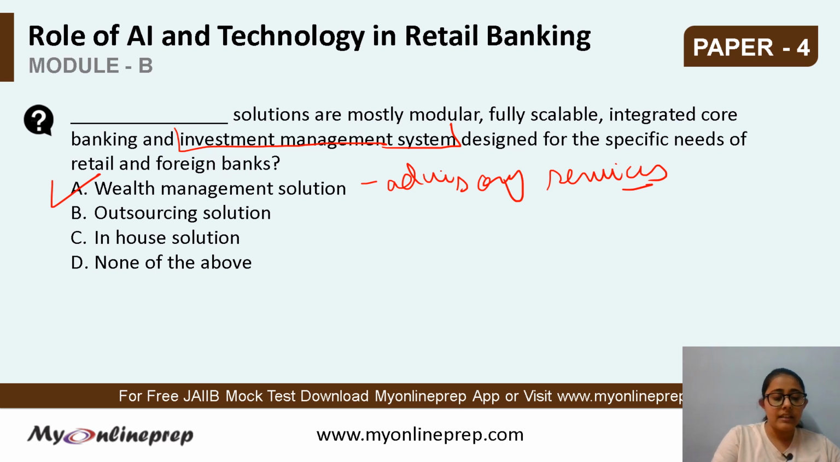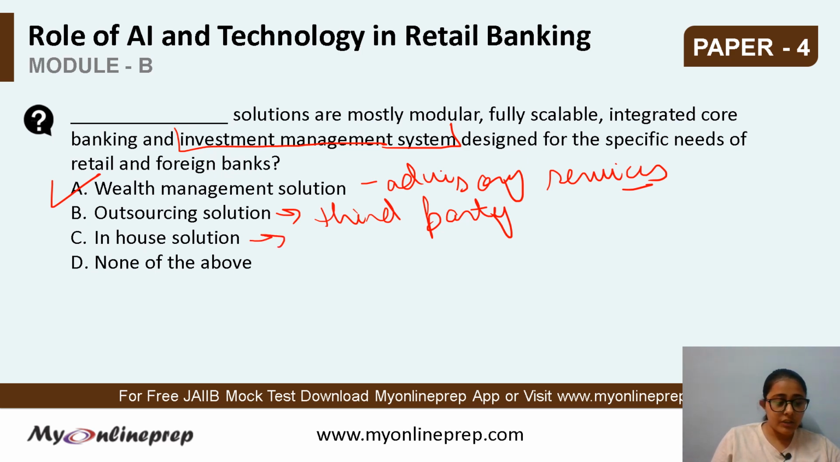So here the correct answer is wealth management solutions. Then we have outsourcing solution, if the keyword was third party. Outsourcing solution is a practice adopted by businesses where a company hires a third party to perform various tasks for handling their operations or provide services for the company. So a third party is hired under outsourcing solution, whereas the third that is given is in-house solution.